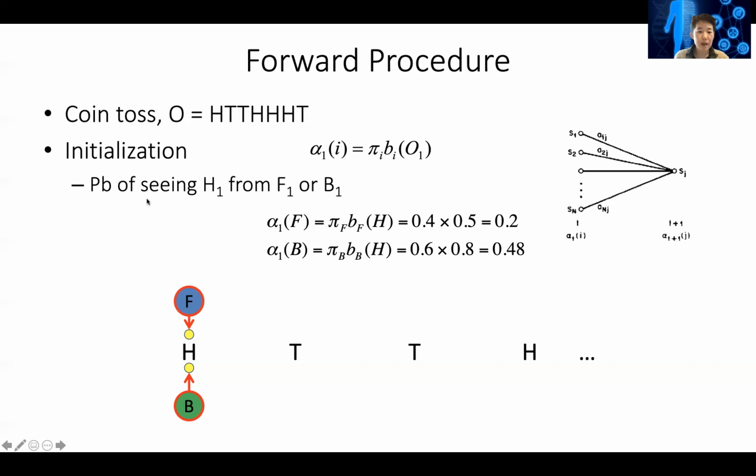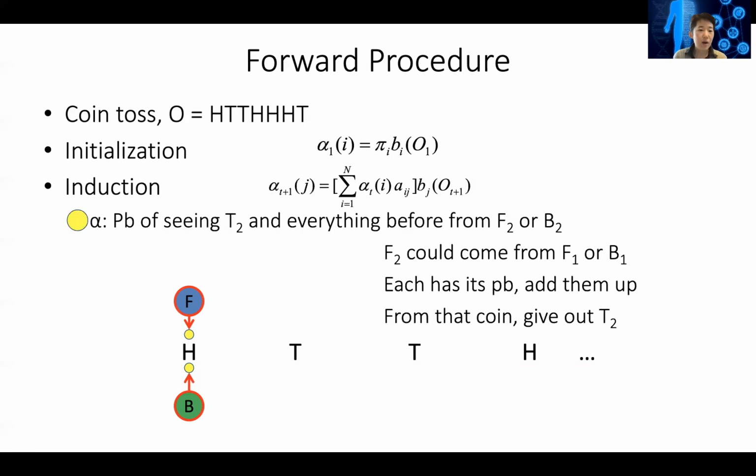So the alpha 1 is the probability of seeing a head using a fair coin at this first position. The alpha 1b is the probability of using biased coin to get this head in the first position.